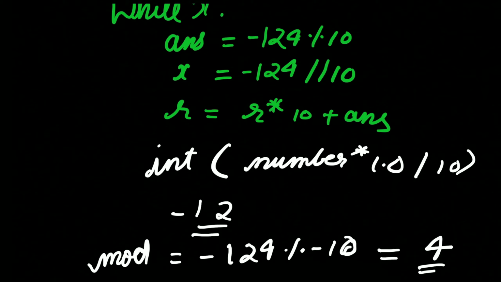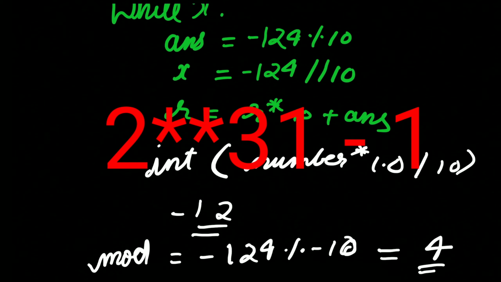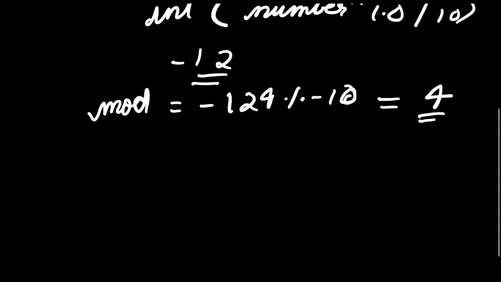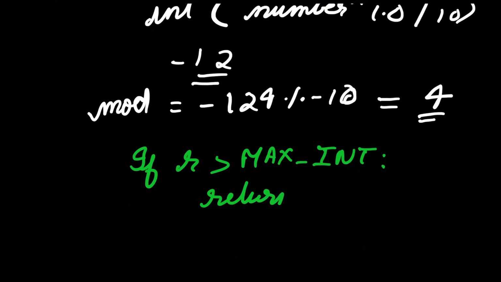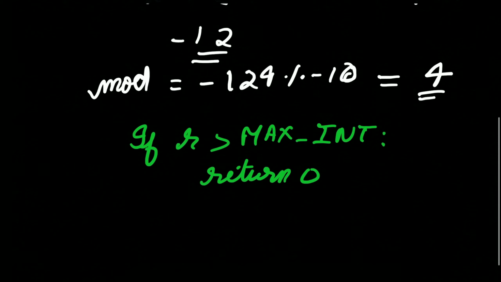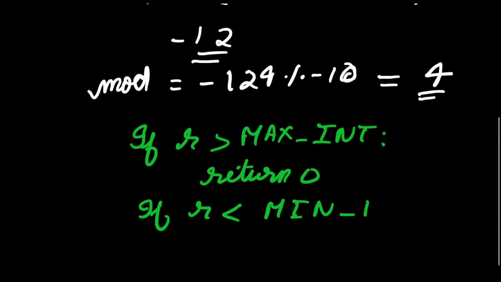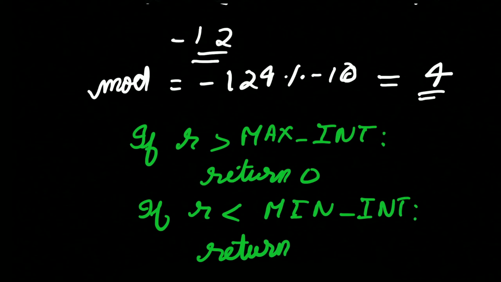The min int is -2 raised to 31, and the max int is 2 raised to 31 minus 1. So it's not supposed to exceed that. What we can do is, if r is more than max int, we can just return 0, because it's exceeding the limits. Similarly, if r is lesser than min int, we can again just return 0 as the answer. So that's how you solve this problem.